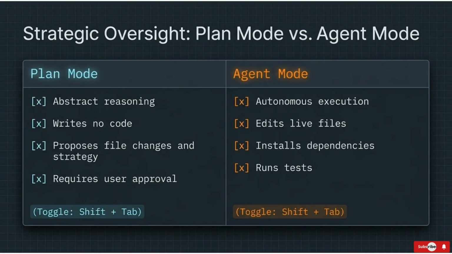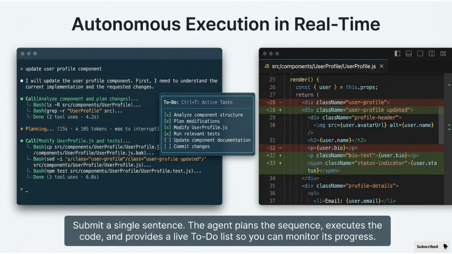Claude Code offers 2 modes: Plan mode for abstract reasoning and strategy proposal requiring user approval, and Agent mode for autonomous execution, editing files, and running tests. In Agent mode, the agent autonomously plans, executes the code, and provides a live to-do list via Control+T. This allows you to monitor progress in real time as files are modified.